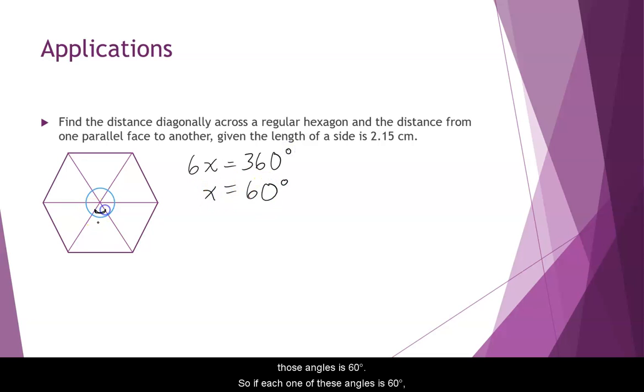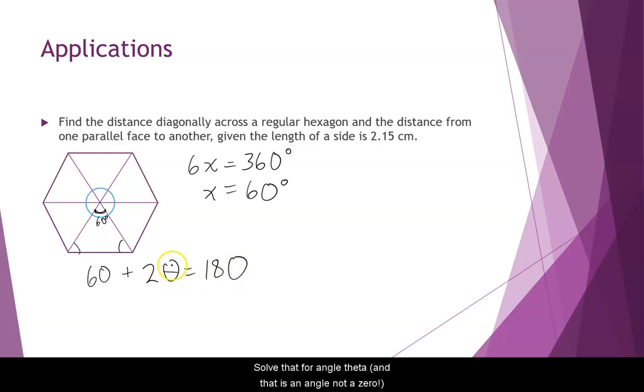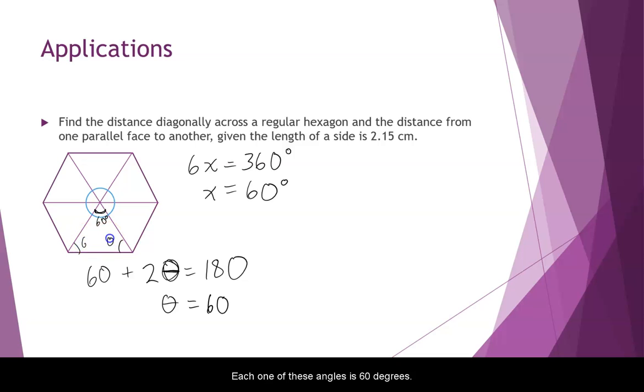So if each one of these angles is 60 degrees, I can look at this triangle and I know that the sum of these other 2 angles has to be 120. And I got that because I know that these angles have to be the same size since this is a regular hexagon. So 60 plus 2 times, let's call it angle theta, equals 180 degrees. Solve that for angle theta, and that is an angle, not a 0. And we should end up with theta equals 60. Each one of these angles is 60 degrees.